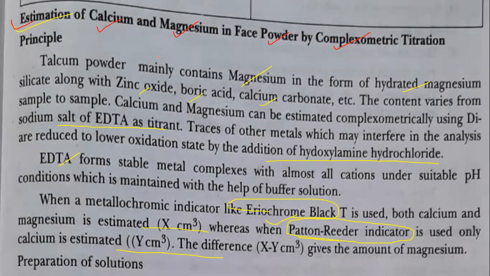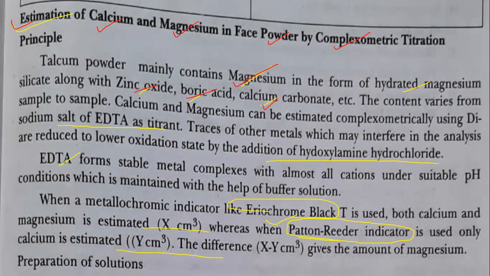So as we know that talcum powder mainly contains magnesium in the form of hydrated magnesium silicate along with zinc oxide, boric acid, calcium carbonate and other components. The content varies from sample to sample, powder to powder, brand to brand. Calcium and magnesium can be estimated complexometrically by using EDTA as a titrant.